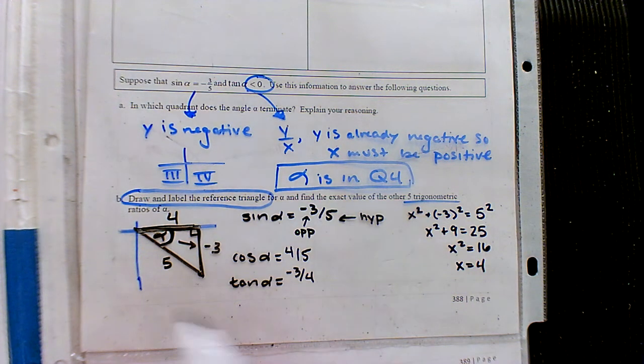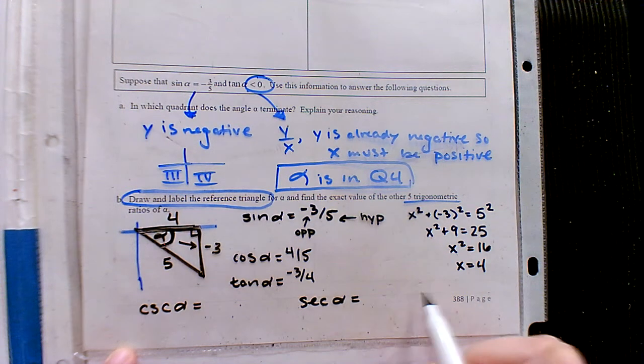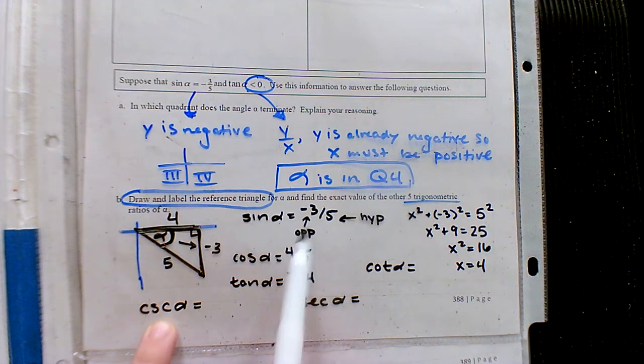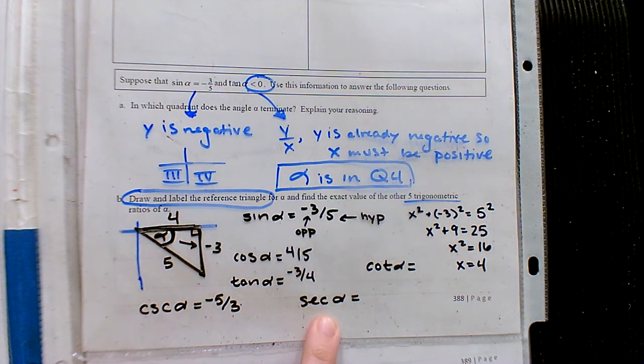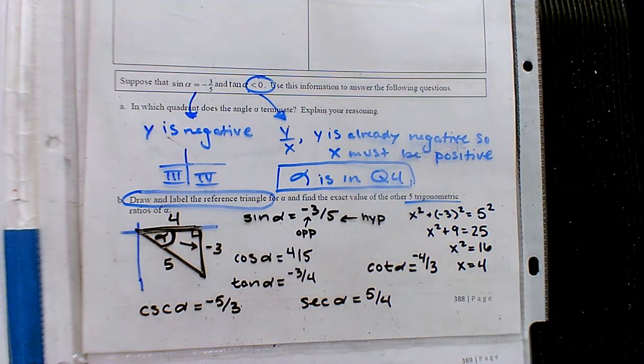So we know sine, cosine, and tangent. Now let's talk about their reciprocals: cosecant, secant, and cotangent. We just have to flip or reciprocate these values. Cosecant is the reciprocal of sine, so if we flip the sine numbers, we'll have -5/3. Secant is the reciprocal of cosine, so if we flip the cosine ratio, we get 5/4. And cotangent, the reciprocal of tangent, we'll flip the tangent fraction. Remember doing that from yesterday?